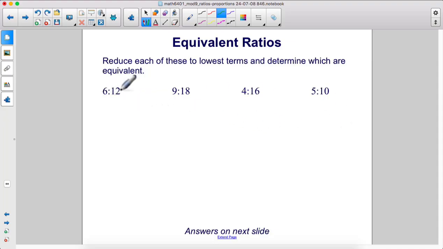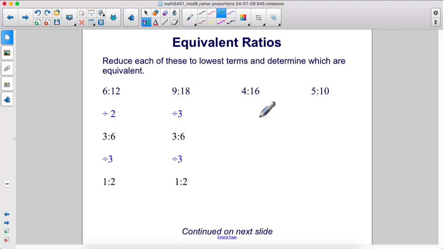Alright, 6 to 12. Both of these are divisible by 6. So let's divide both sides by 6, and we get 1 to 2. 9 to 18. Both of these are evenly divisible by 9, so I'm going to go ahead and just divide both sides by 9. We get 1 to 2 again. Look, these are equivalent ratios. As you can see here, you could have also divided both sides by 3 and then by 3 again. So you don't have to find the biggest multiple immediately. You can start with small numbers and keep going.